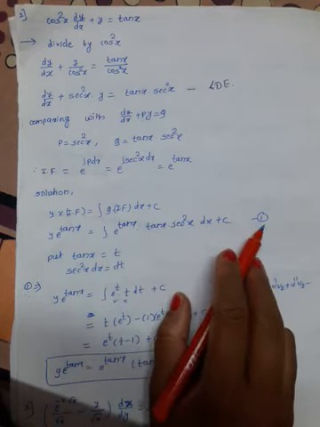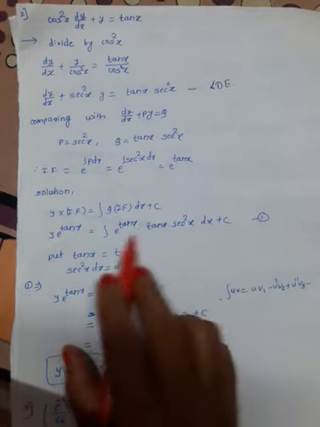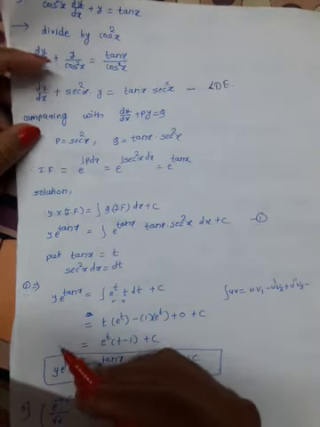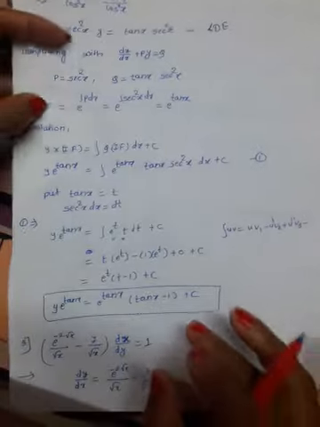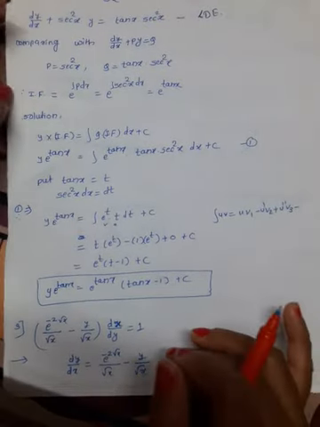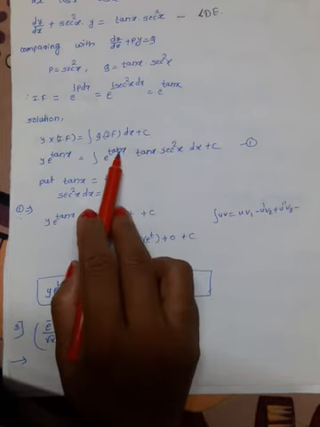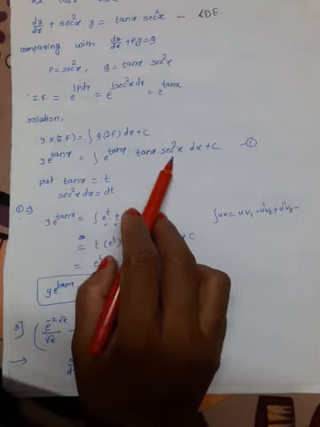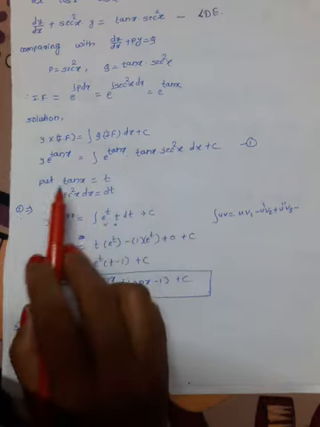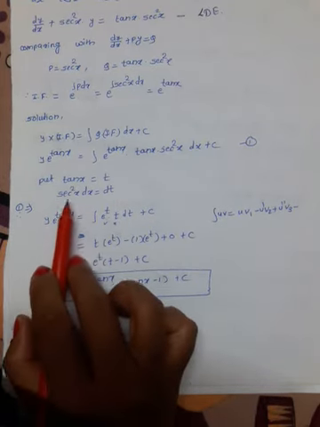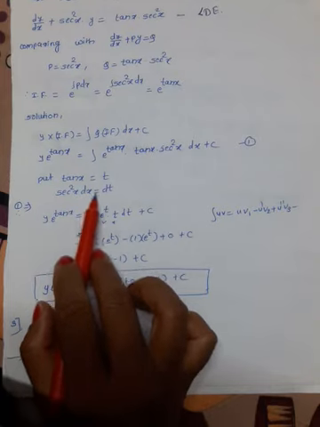Call this equation number 1, because we have to solve this integration. This integration can be solved by any method. Here we know the derivative of tan x is sec square x, so this is an example of substitution. Now put tan x equal to t. Take the derivative on both sides: the derivative of tan x, sec square x dx, becomes dt.